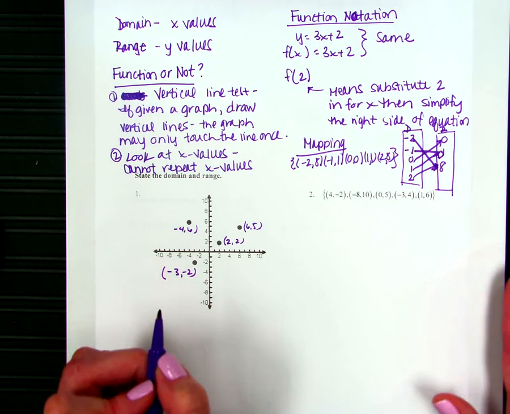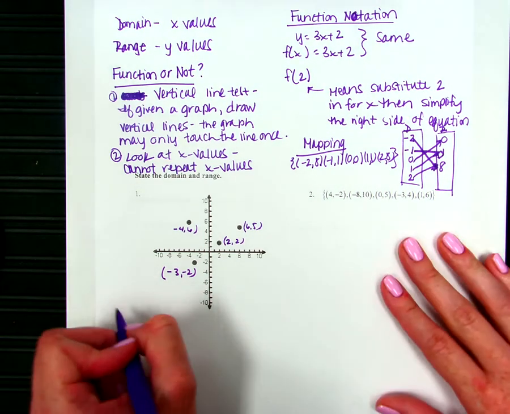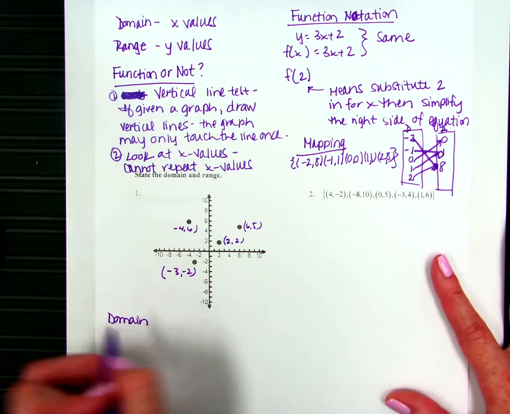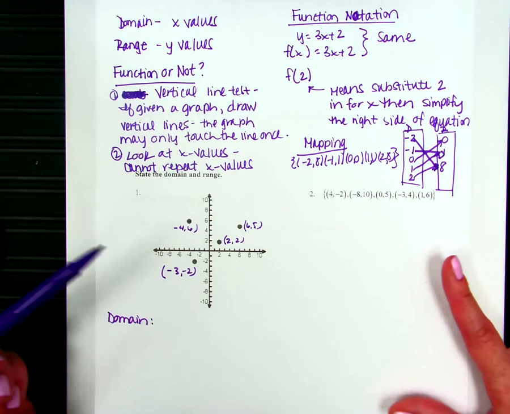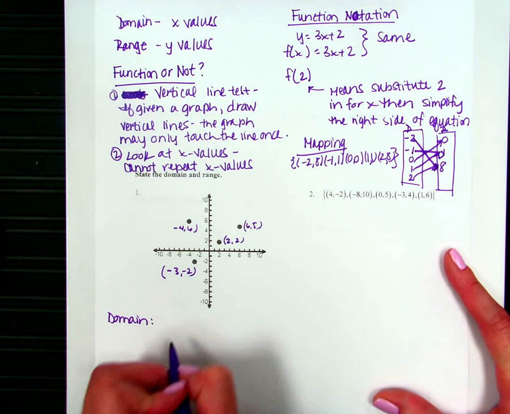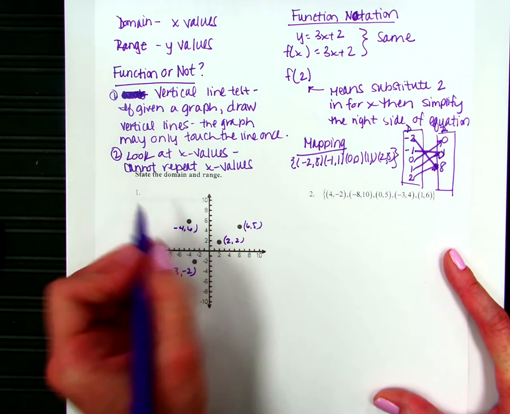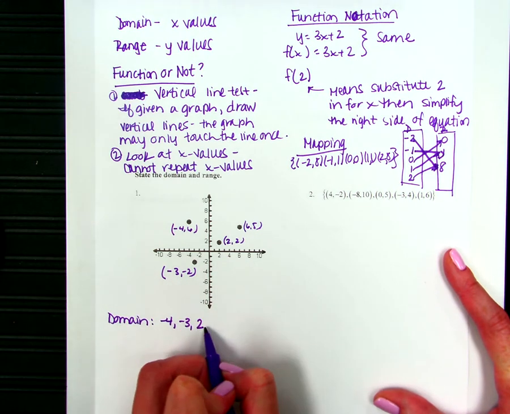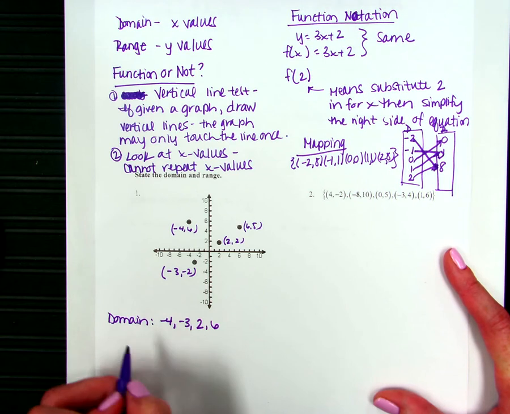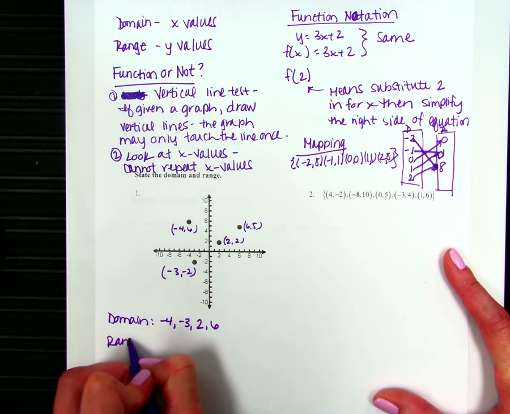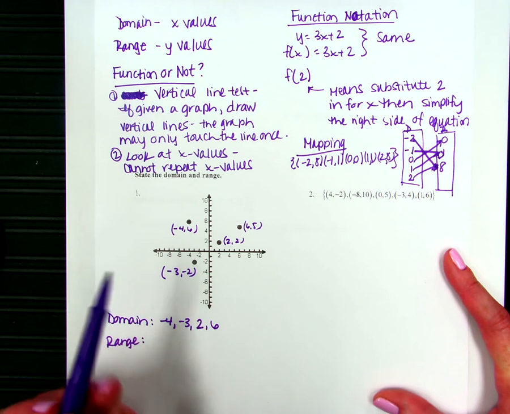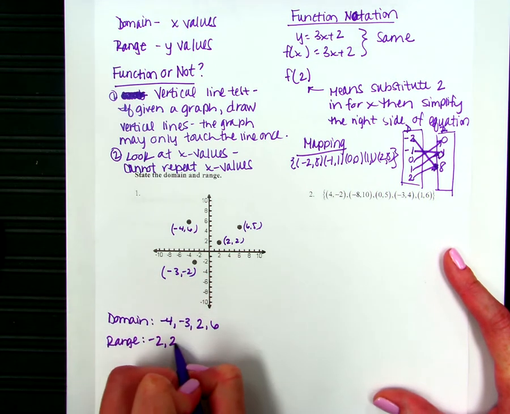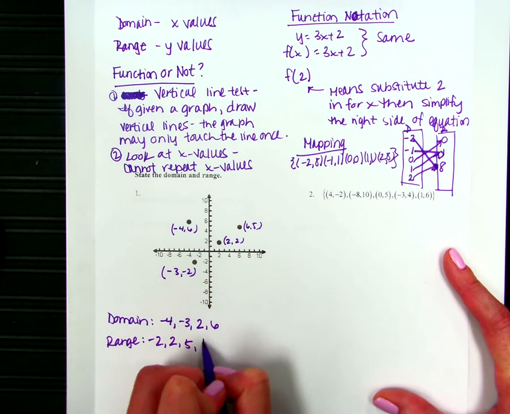We've identified all of our x and y values, so now we just need to put those in order. Domain is going to be all my x's, going again from smallest to largest. So we're going to start with negative 4, negative 3, 2, and 6. Our range is going to be all of our y's, so we start with negative 2, 2, 5, and 6.